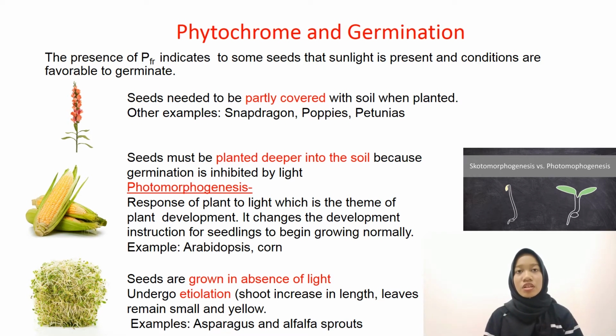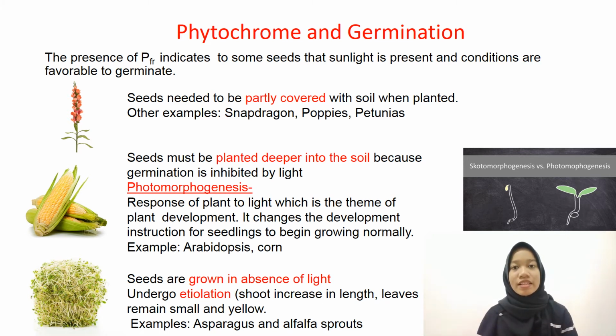The first flash of dim light instantly changes the development instruction for the seedling and a new set of physical changes occur, called photomorphogenesis. The presence of PFR indicates that sunlight is available and the seedlings can grow normally. The leaves expand and become green and the stem starts branching.